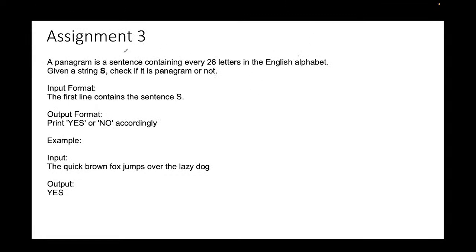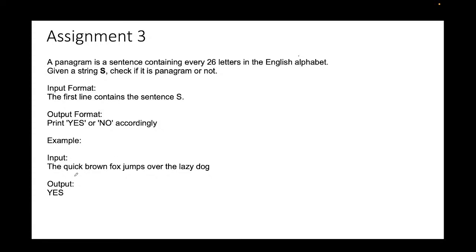So assignment 3 asks us to define a term pangram. A pangram is a sentence containing every one of the 26 letters in the English alphabet. Okay, so given a string S, check if the string is a pangram or not. The input format is, the first line contains the sentence S. Your input is basically a sentence, and the output should be to print yes or no, accordingly whether the sentence is a pangram or not.